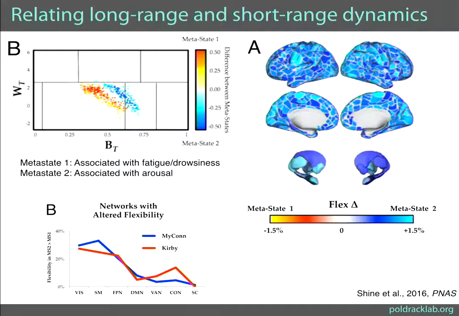Okay, so now we have the tools to try to relate those long-term and short-term dynamics. The first thing we can do is, with the MyConnectome data, compare those two metastates that we saw to ask how integration differs between them. This tells you that metastate 2 had higher integration, and metastate 2 is the one where I was awake, compared to metastate 1, which has lower integration, consistent with the idea that when you're in a more pro-cognitive state, you're going to have higher integration.